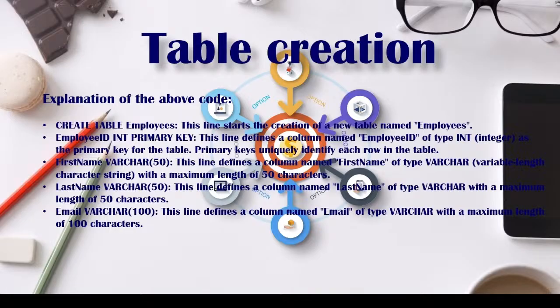Primary keys uniquely identify each row in the table. First name, varchar 50. This line defines a column named first name of type varchar, variable length character string, with a maximum length of 50 characters. Last name, varchar 50. This line defines a column named last name of type varchar, with a maximum length of 50 characters. Email, varchar 100. This line defines a column named email of type varchar with a maximum length of 100 characters.